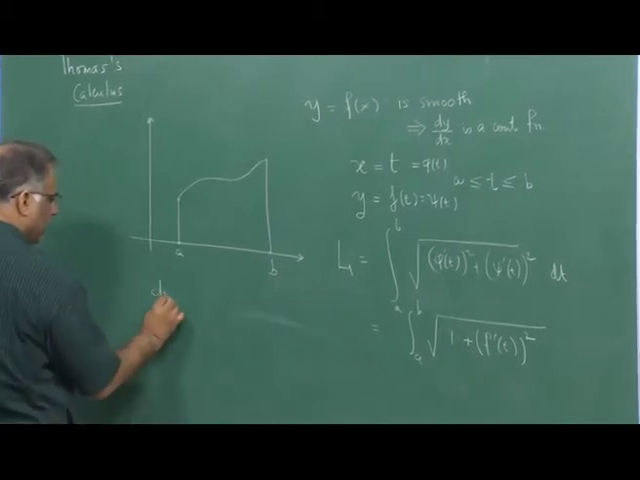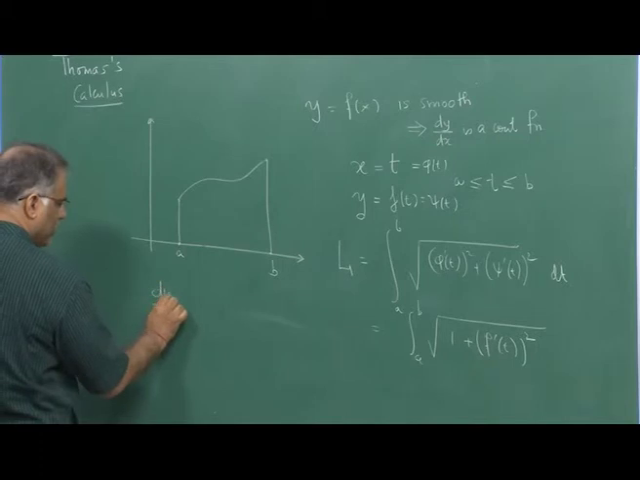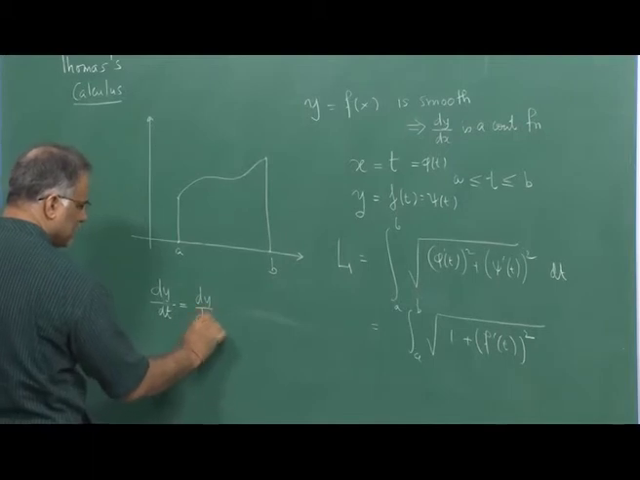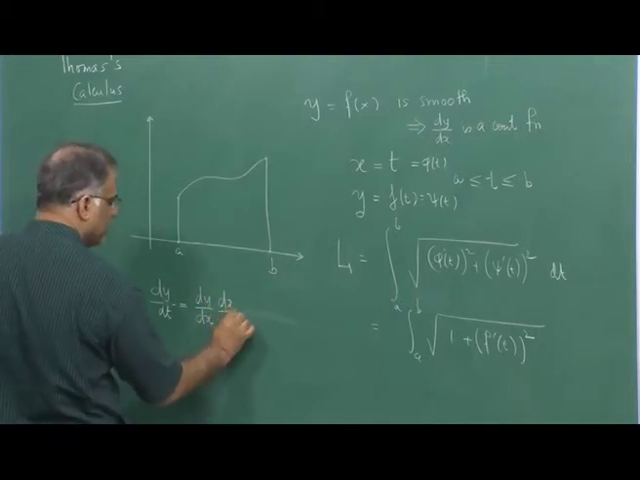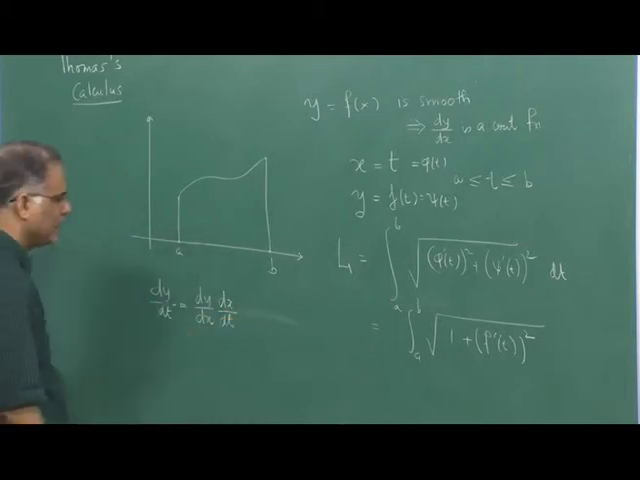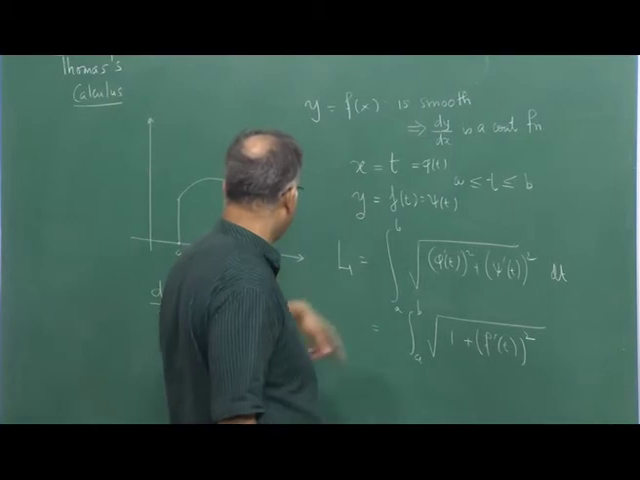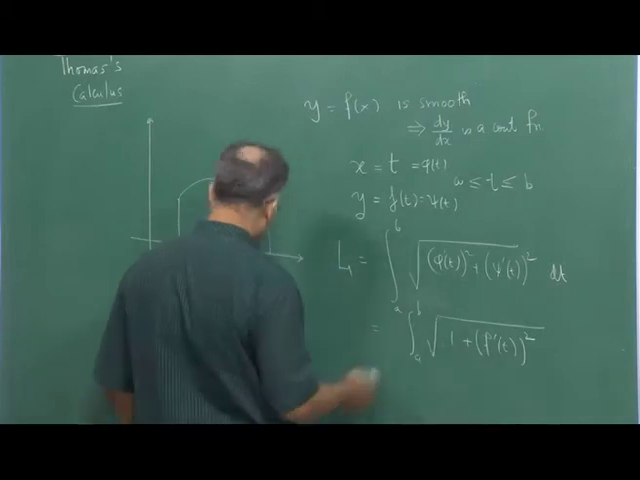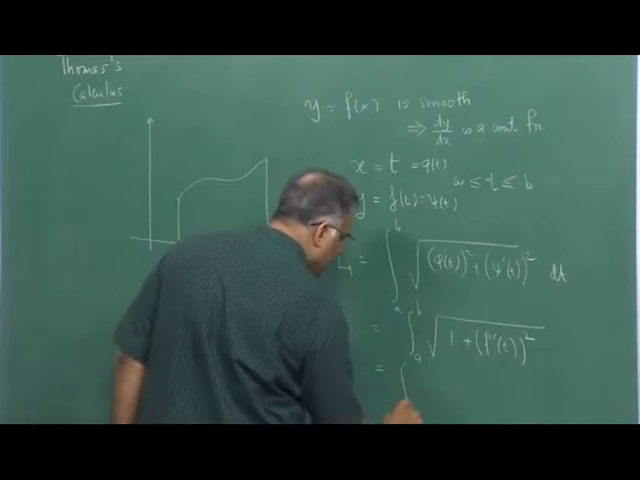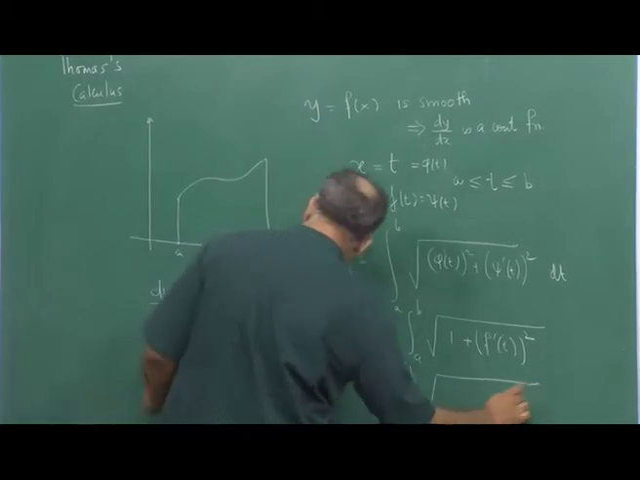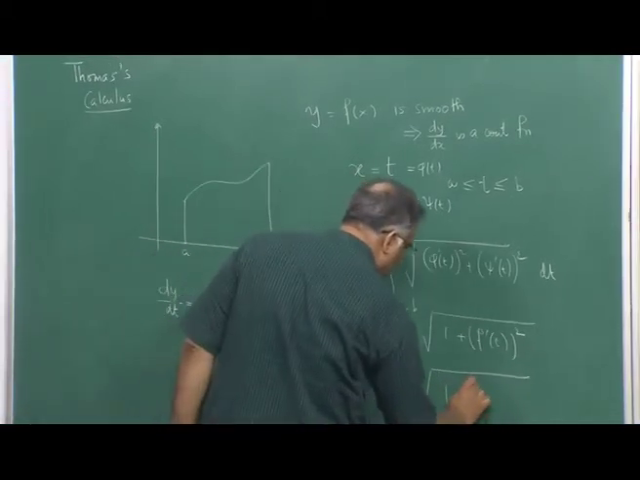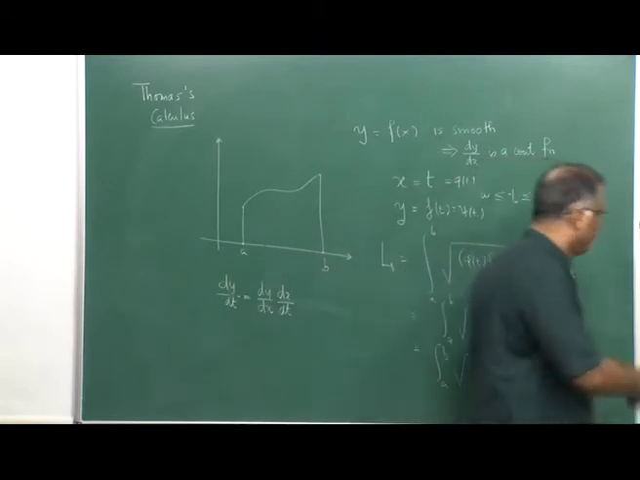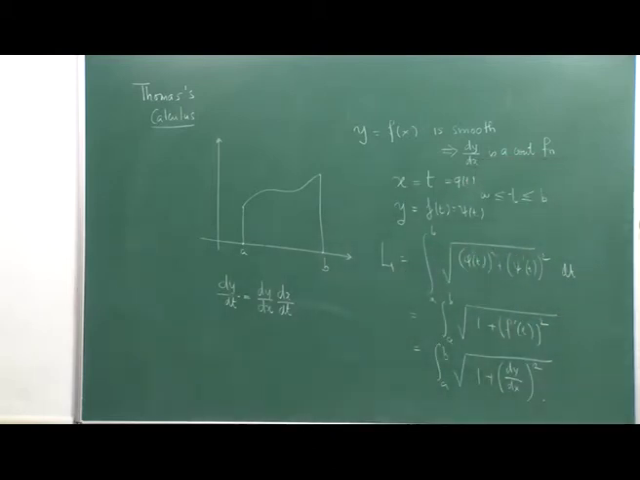So, what is dy? So, basically df/dt, or rather dy/dt. dy/dt is dy/dx into dx/dt. So, dx/dt is 1, because x is same as the function phi basically. So, dx/dt is just 1. So, this is nothing but dy/dx. So, what I get is integral a to b root over, here I have to use the chain rule, please observe this, 1 plus dy/dx whole square. So, how simply we obtain this, once we have that knowledge.